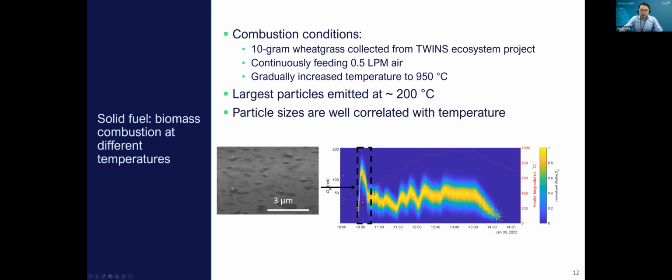After that, the particle size is well correlated with temperature. With increased temperature, we can see an increase of particle size. So this is what I have today, and our next speaker is Nuran.